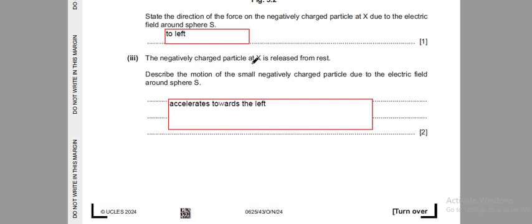A negatively charged particle at X is released from rest. Describe the motion of it due to the electric field. As we said here, we have the force on the particle to the left, and because there is a force, there will be an acceleration, so it will be accelerated toward the left.